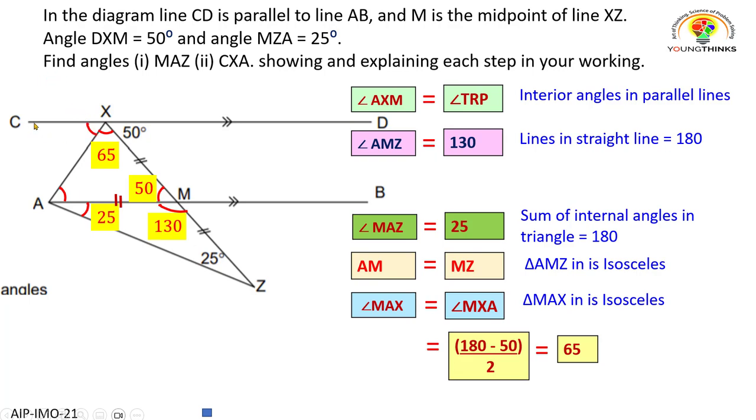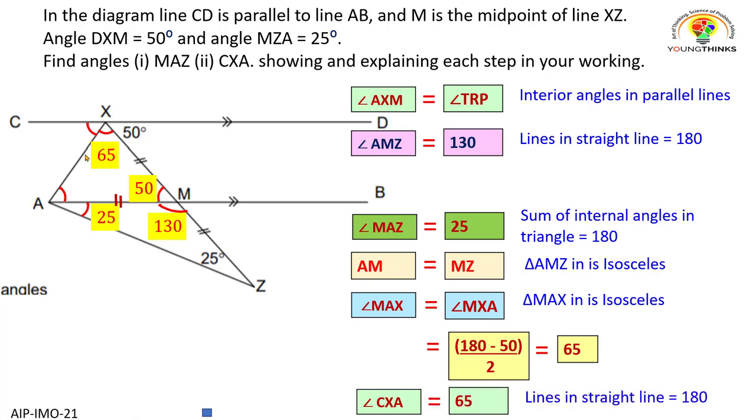Now what will be angle CXA? From 180 degrees, if I subtract a 50 here and a 65 here, angle CXA is going to be 180 minus 65 minus 50. That gives you 65. So we have calculated MAZ as 25 and CXA as 65, as required by the question statement.